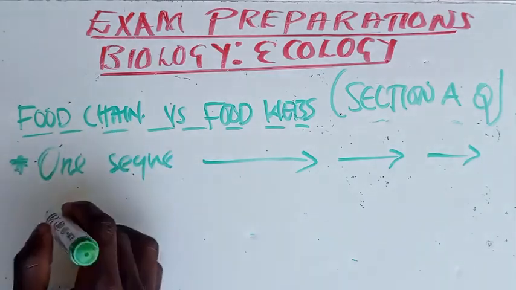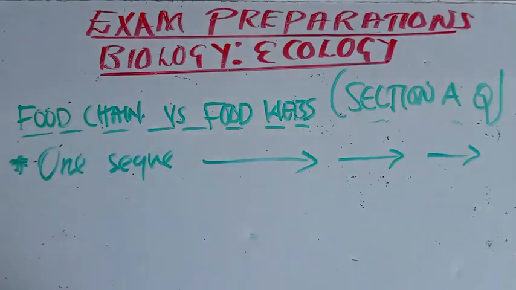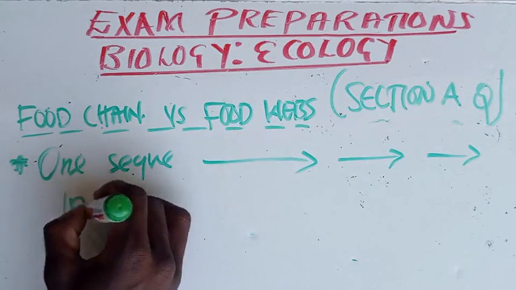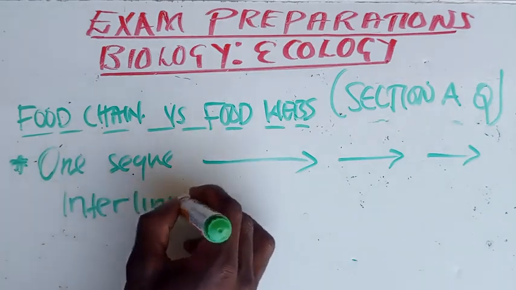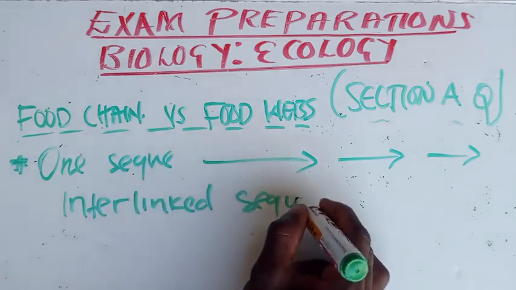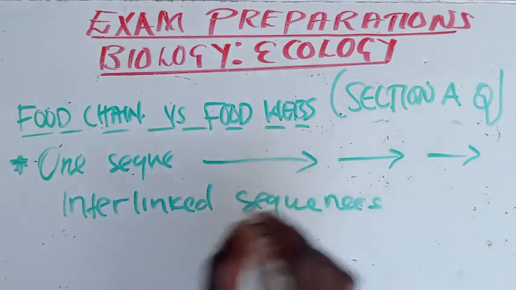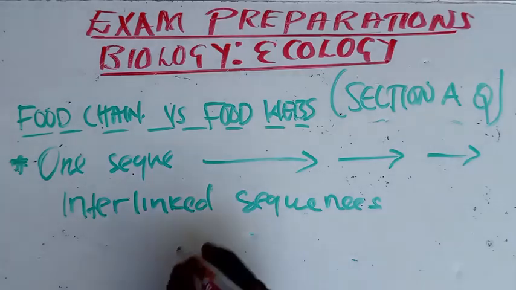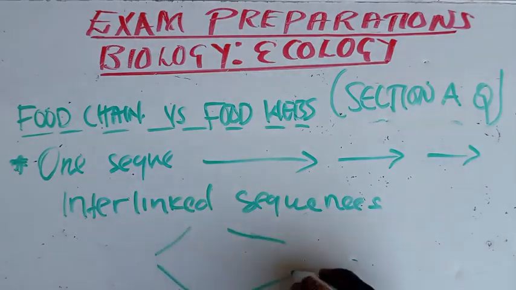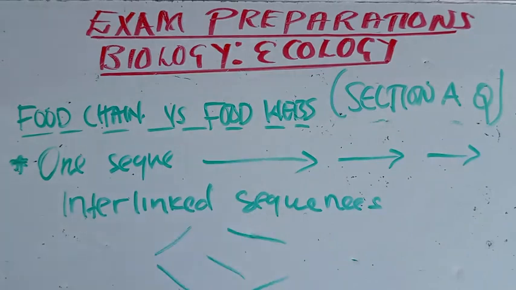Whereas a food web is an interlinked sequences of feeding relationships. Hope you understand that. So you're having something like this, like that, and then even here, different sequences. If you're having cabbage here, you can use this sequence, you can use this sequence, you can use this sequence. You would find that there are a lot of sequences. That's the first key difference between a food chain and a food web. Hope you understand that, and that is very, very simple.